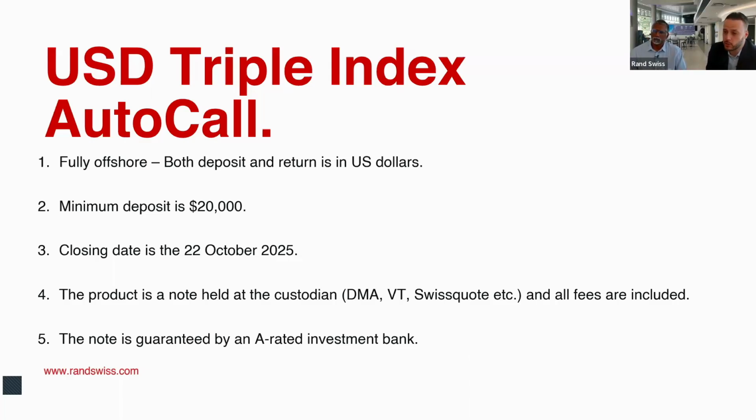We generally only use A-rated investment banks for these types of offshore products. We have some local banks for some specific local structures that we do like, but in this case, this will be an A-rated investment bank. So that means Citigroup, Morgan Stanley, BNP Paribas, Barclays. It's going to be one of those as the investment paper.